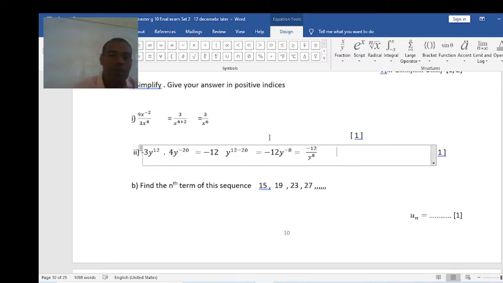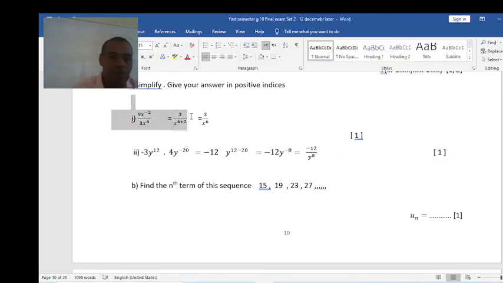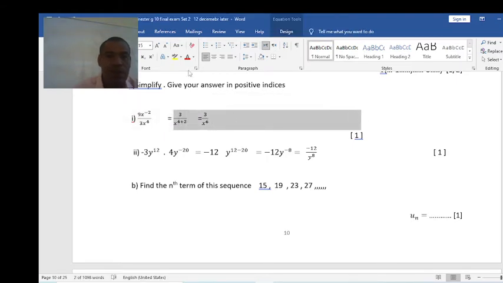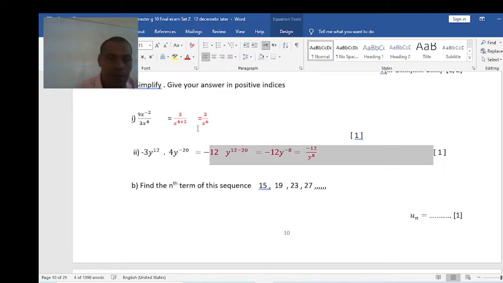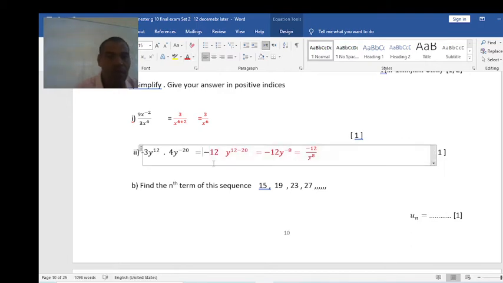This is what I'm looking at now, my learners. There is a negative sign, don't forget. Okay, now we'll move to the next one.